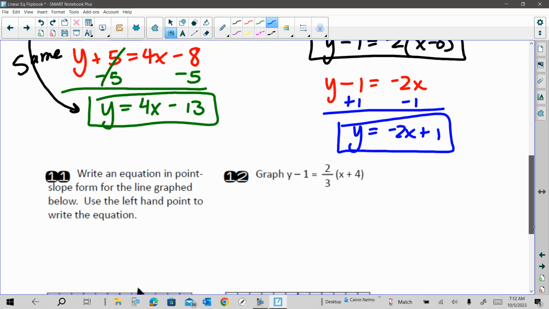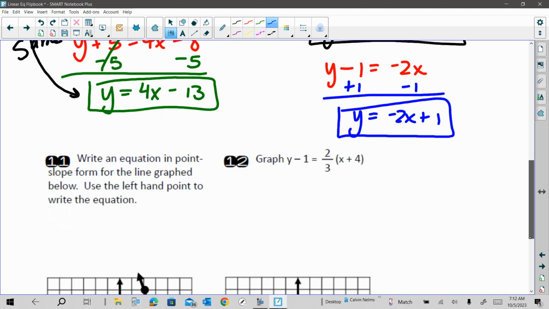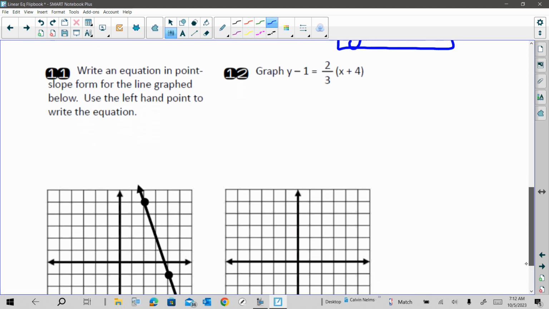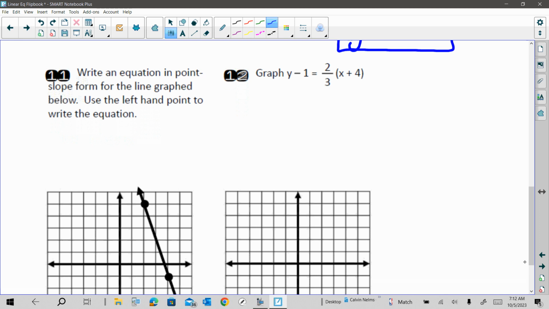So now, besides writing the equation, if I give you the point and the slope, I want you to be able to write the equation from a graph, or graph from point-slope form. We're going to probably wrap it up on this one for this part of the video. They want to write the equation. It says point-slope form, and it says use the left-hand point to write the equation. Okay, the left-hand point, meaning if I'm reading from left to right, is this point here. So that point is at the ordered pair 2, 5.